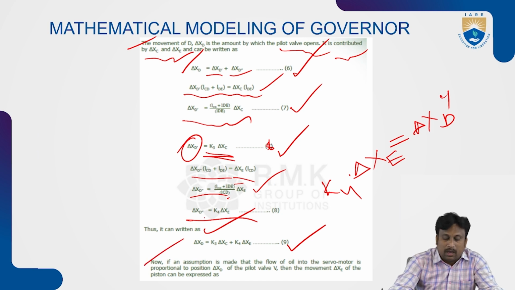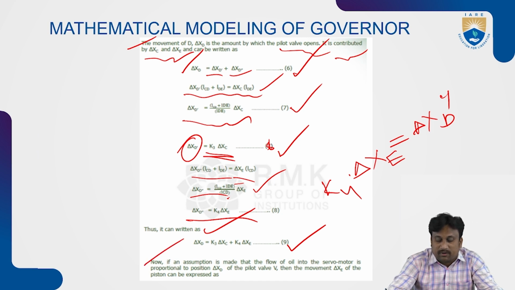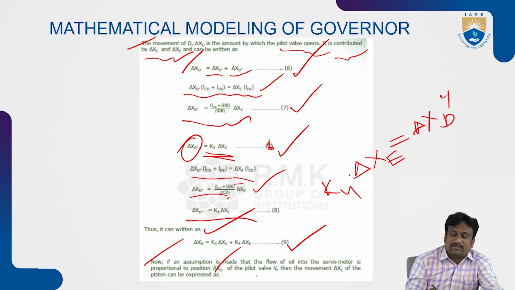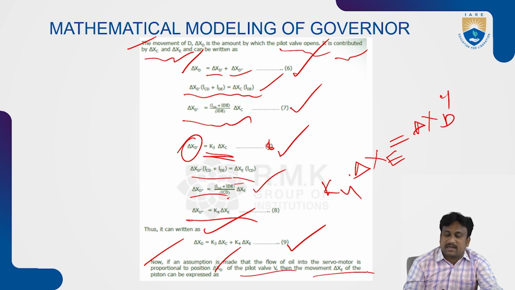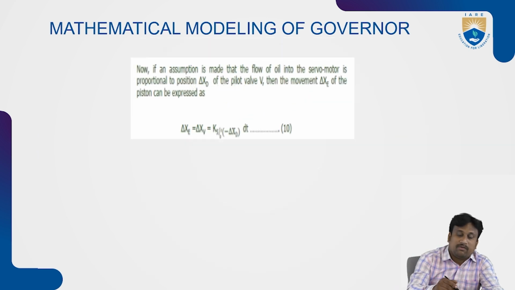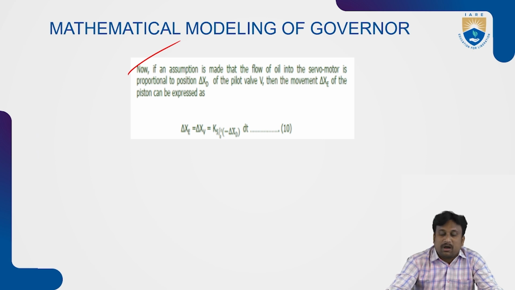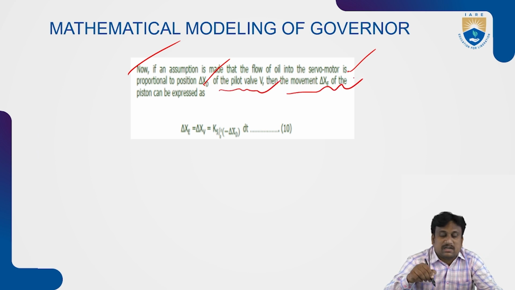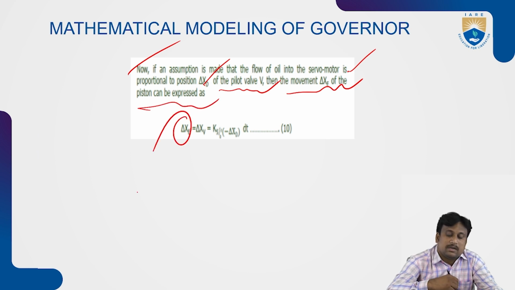So now if the assumption is made that the flow of oil into the servo motor is proportional to the position delta xd of the pilot valve V, then the movement delta xe of the piston can be represented easily. With the certain assumption that the flow of oil into the servo motor is proportional to the position delta xd, which is connected to the pilot valve V, the movement of delta xe of the piston can be represented as delta xe equals to K phi integral of minus delta xd dt, equation 10.